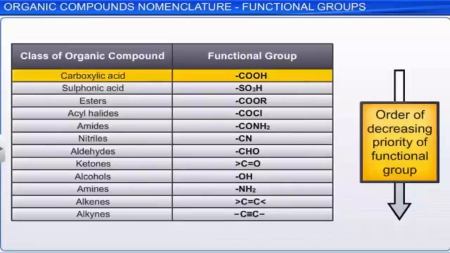Carboxylic acid has the highest priority, followed by sulfonic acid. Esters, alkyl halides, amides, nitriles, aldehydes, ketones, alcohols, amines, alkenes, and alkynes.